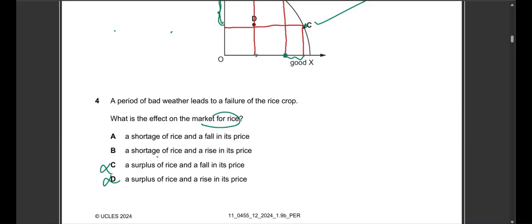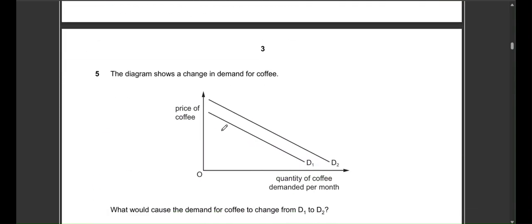Option number B, a shortage of rice and a rise in its price. So the right answer would be option number B. Easy question, I would say.